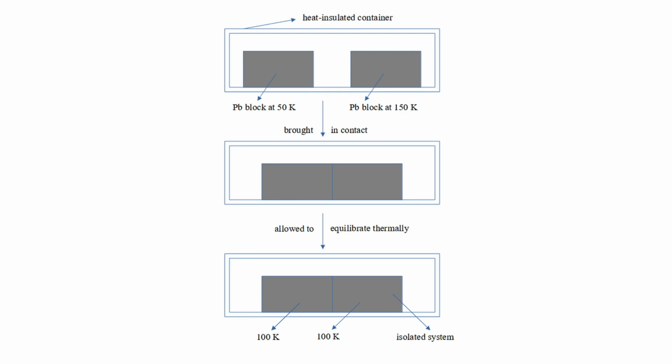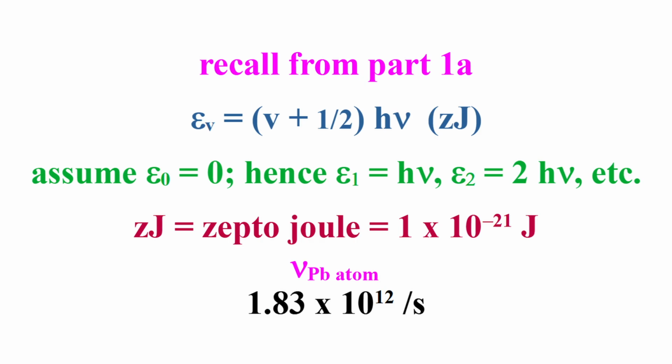We can calculate Boltzmann distributions at these three temperatures, namely 50 Kelvin, 150 Kelvin, and 100 Kelvin, using the Boltzmann distribution equation. Let us recall from part 1a of this video series that the allowed vibrational energy levels epsilon V are V plus 1/2 times h nu with V equal to 0, 1, 2, 3, etc. To make the calculations simpler, it is customary to assume, as mentioned in part 1a, that the lowest allowed energy is 0 instead of 1/2 h nu.